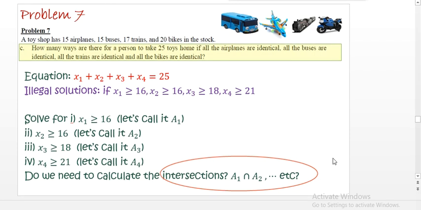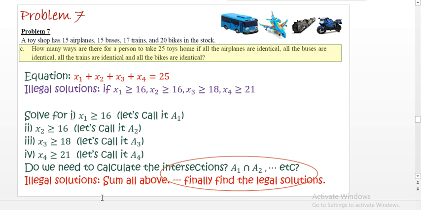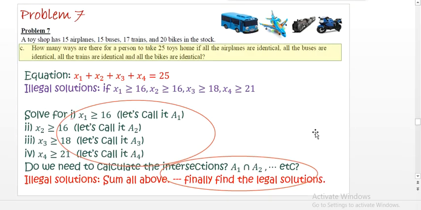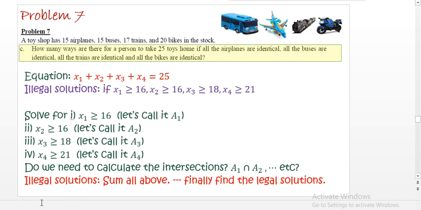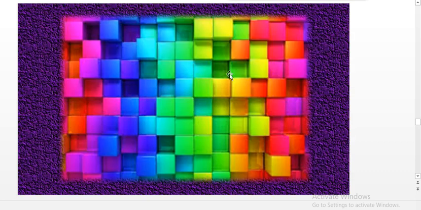So we find illegal solutions like this. We sum all these a1, a2, a3, a4 to find the illegal solutions. And for legal solutions, from the total solutions we subtract the illegal solutions. Total solutions minus illegal solutions will give us the legal, valid solutions. So that summarizes problem number 7. Thank you very much for your listening and patience.